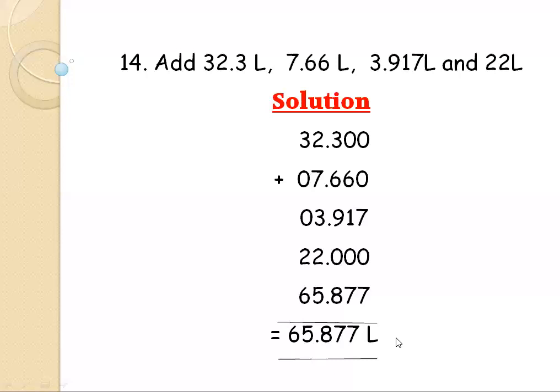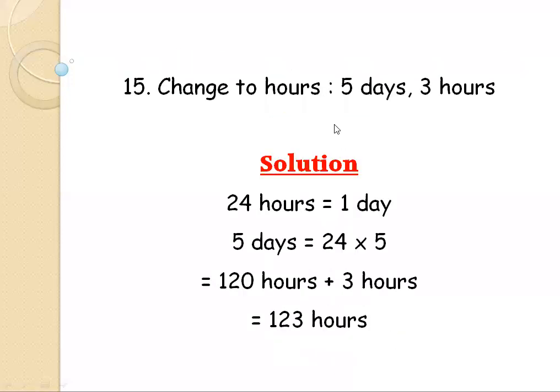Very simple. Okay, the next question says change to hours. You have 5 days, 3 hours. You have to change to hours. Okay, do we still remember how, right? 24 hours makes 1 day.